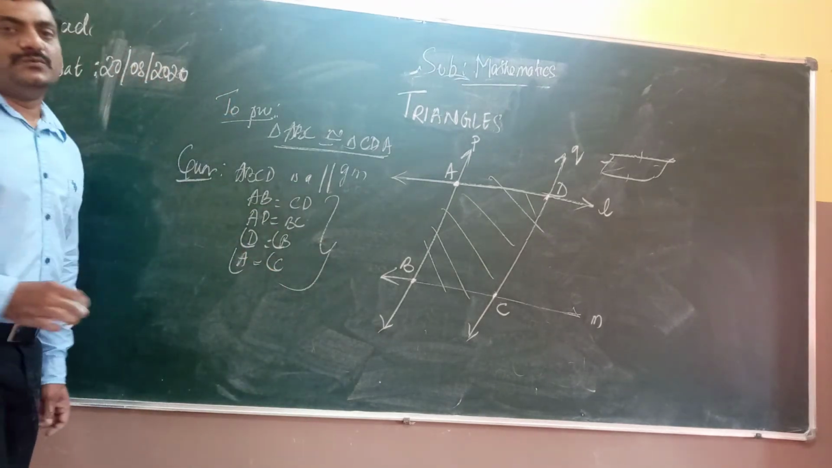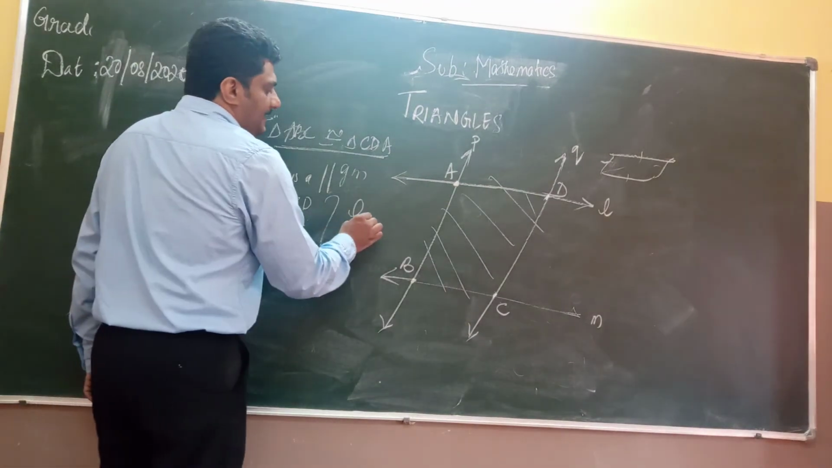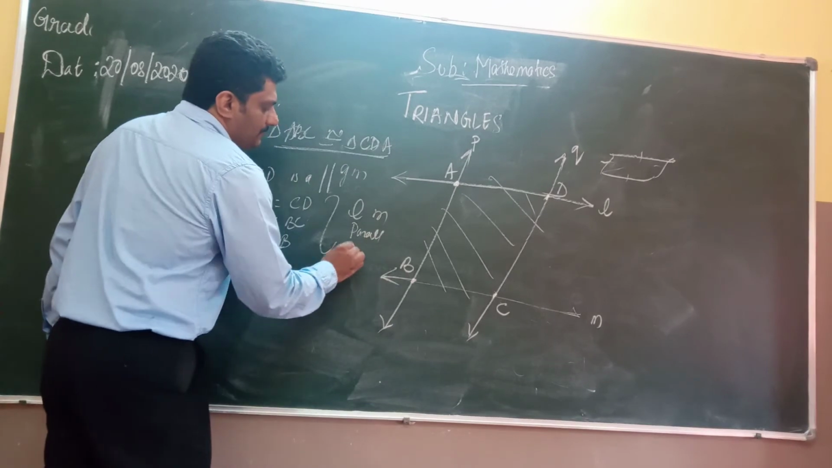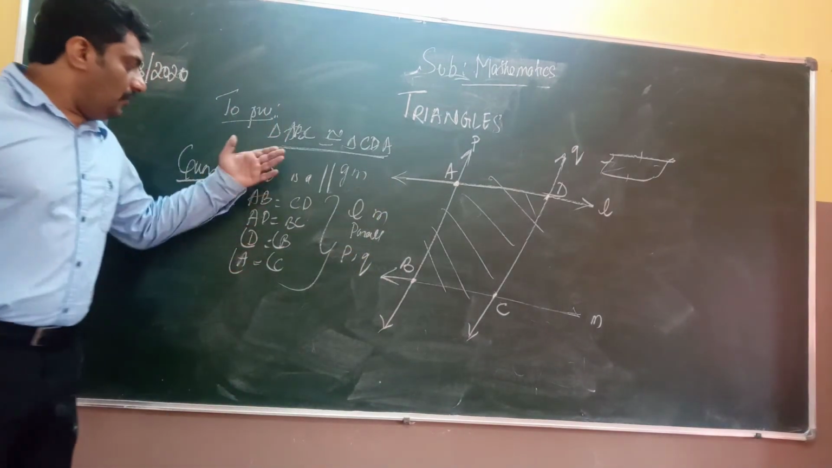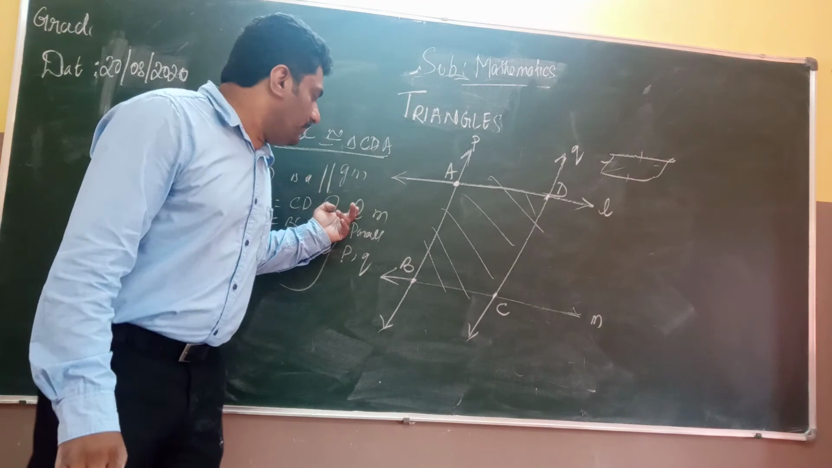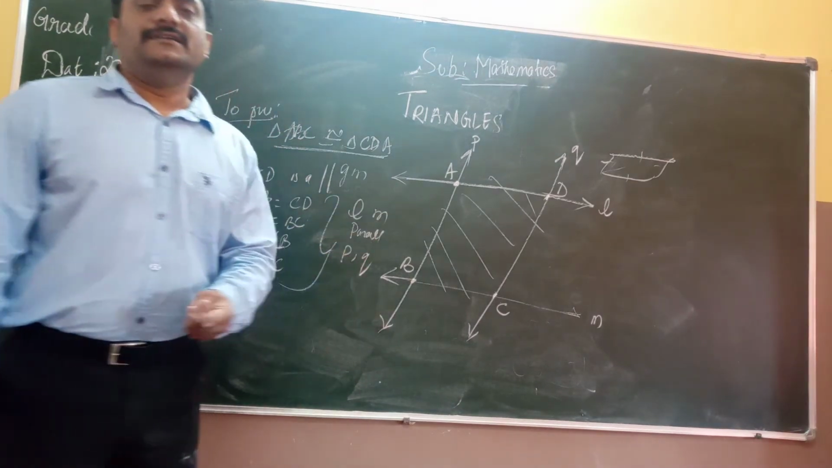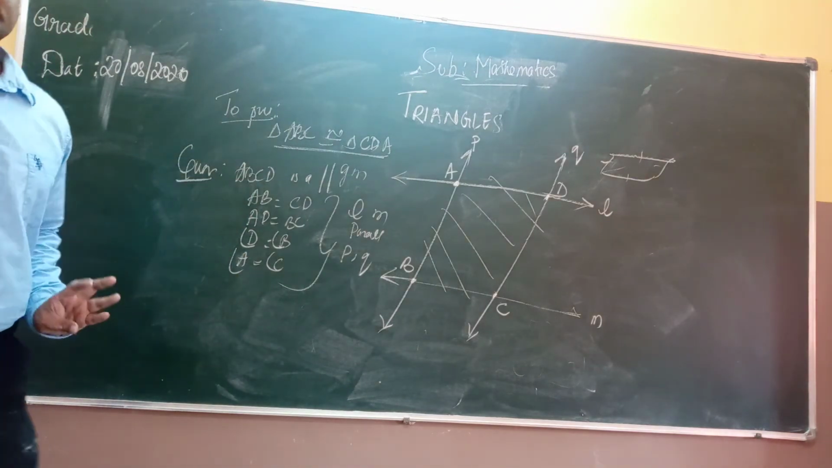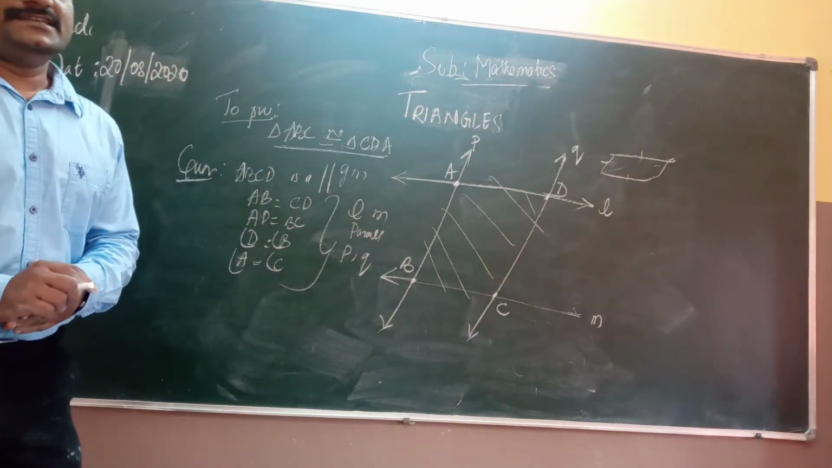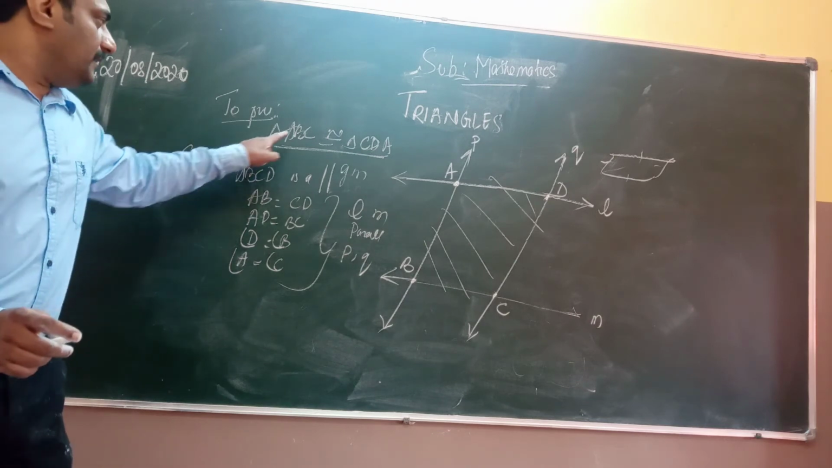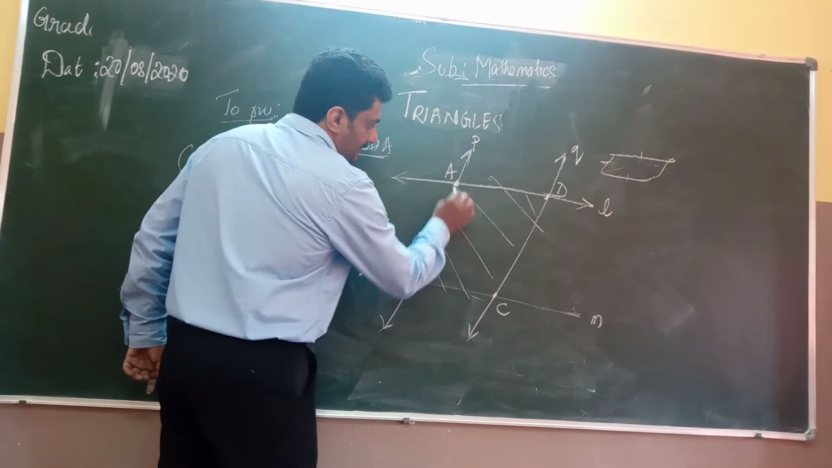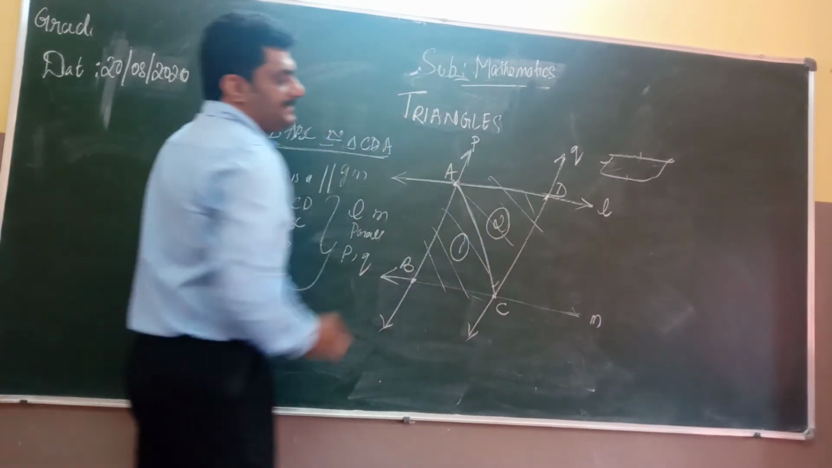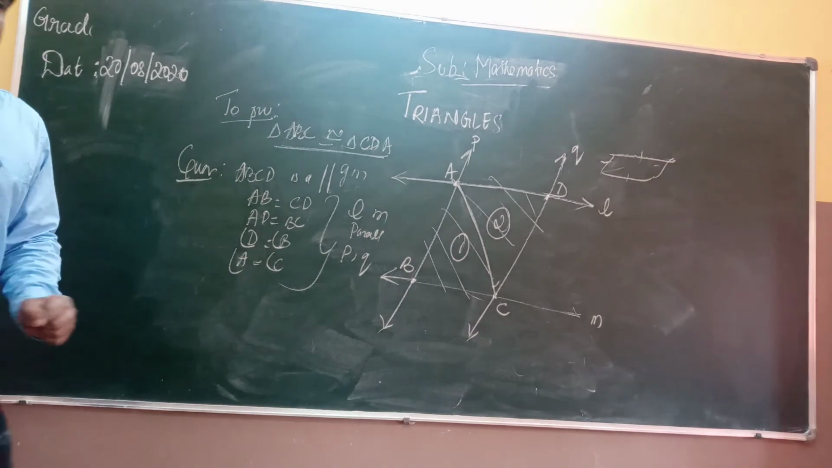These are the information which you get because LM is parallel to PQ. All these you got the information because they have told LM and PQ are parallel lines intersecting. That's why we got all this information. Using this information, you have to prove that two triangles are congruent. Which two? ABC and CDA. This is one triangle. This is the second triangle. Write this triangle separately.